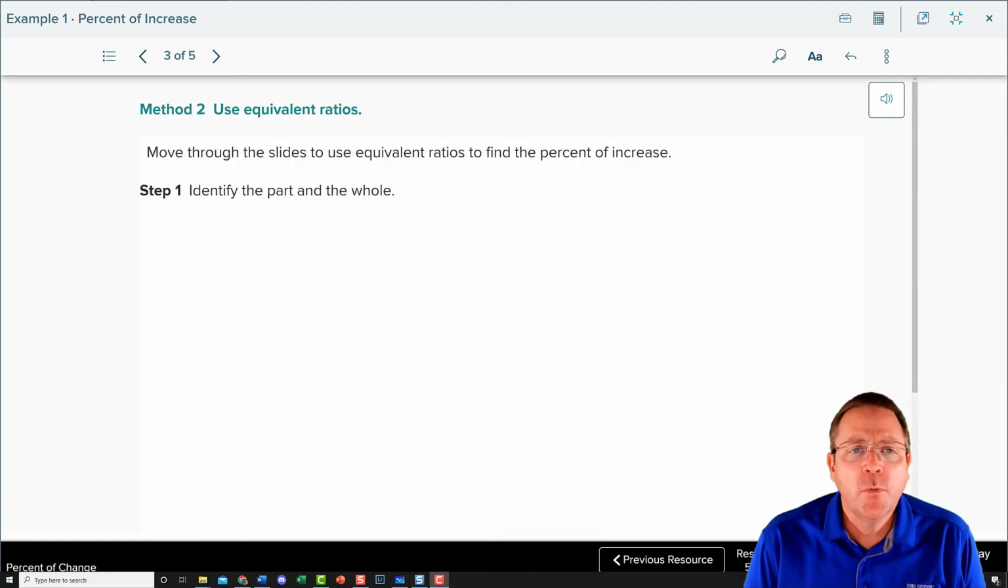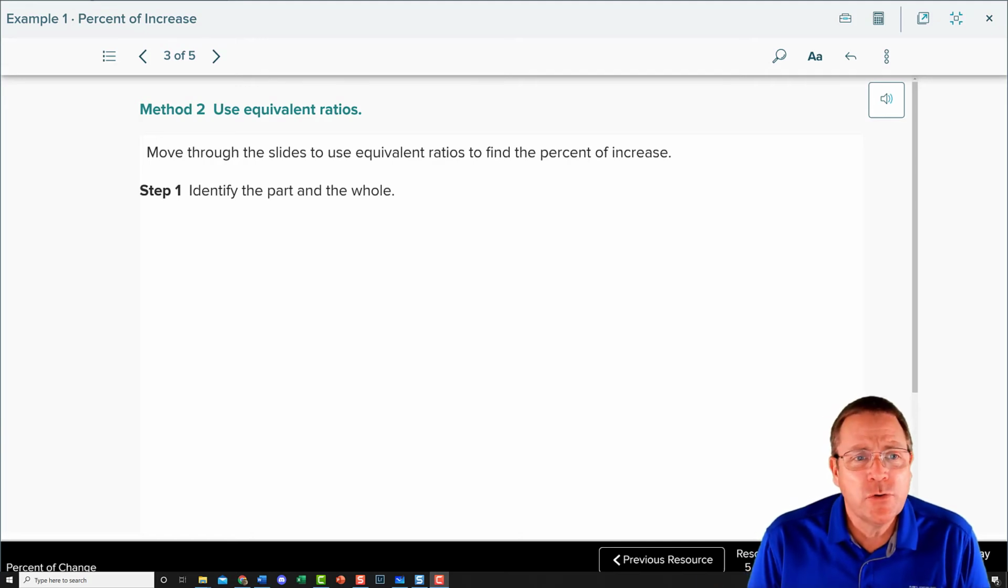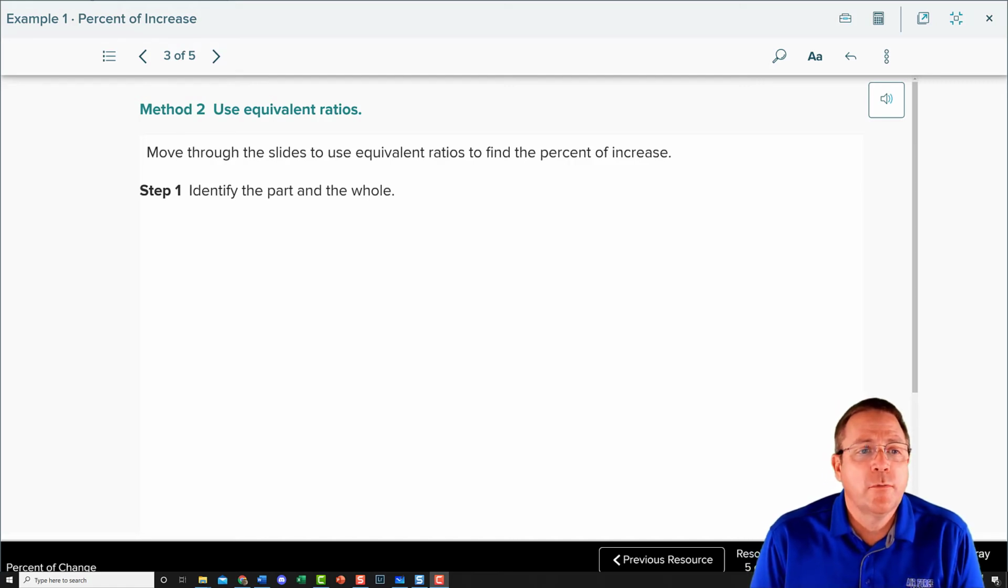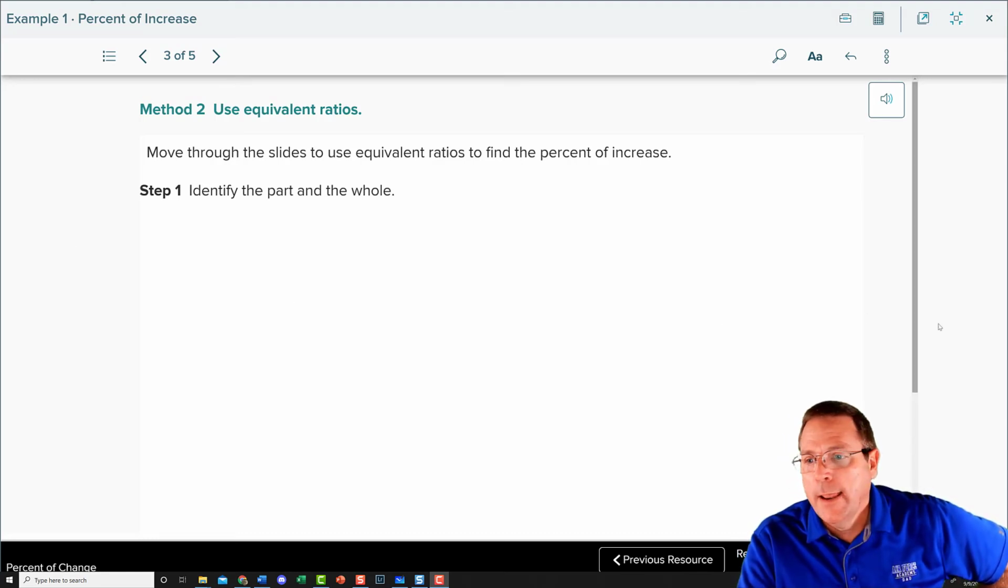Now that was method 1 using the bar diagram. As I've said before, it's a great visual representation, but it's an awful lot of work to get to the right answer. Instead, there are other ways to do it, and method 2 they're going to show us is using equivalent ratios. The first step of using equivalent ratios is to identify our part and our whole.